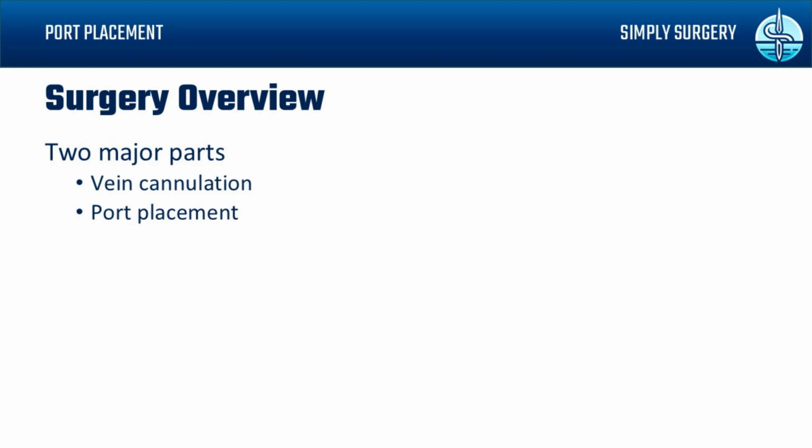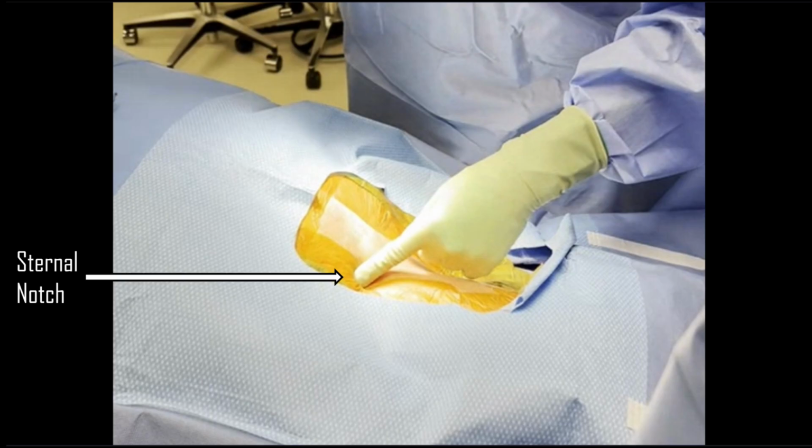So there's two major parts to this operation, and the order of them doesn't necessarily matter. Those parts are the cannulation of the vein and the placement of the port itself. We're going to start with the cannulation of the vein first. The first step is to mark the site for percutaneous cannulation of the vein.